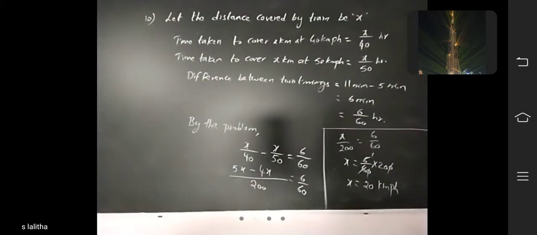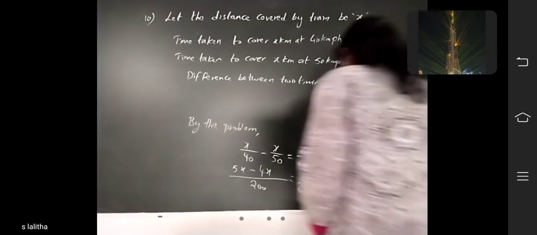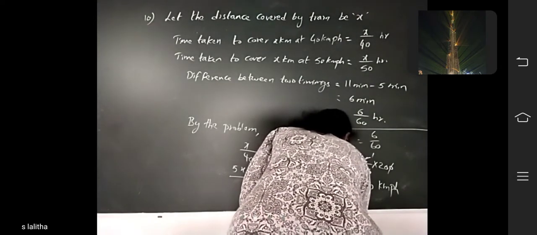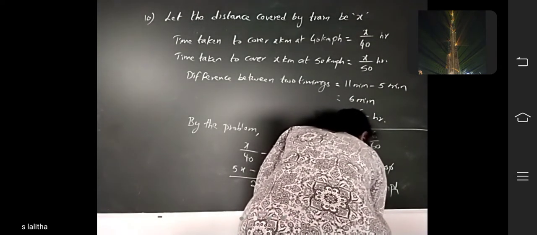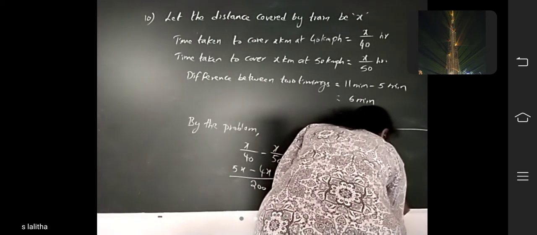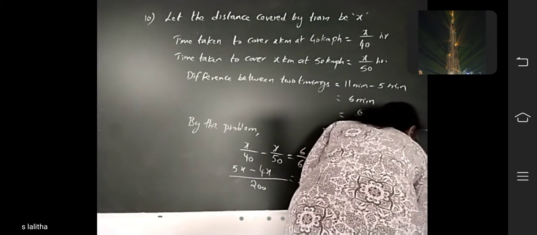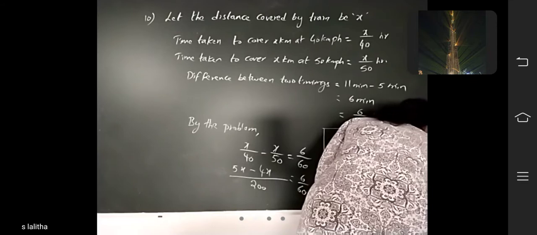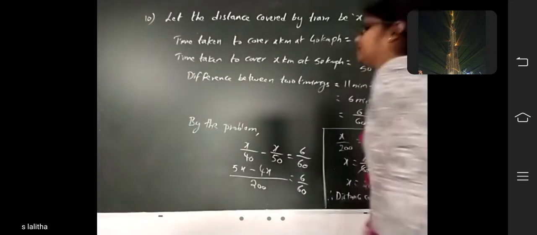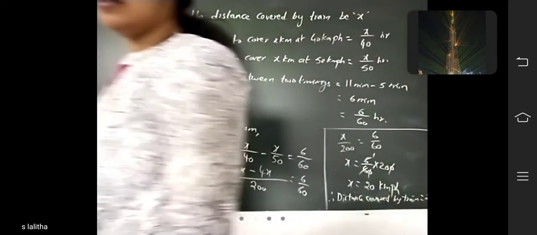Therefore, the distance covered by the train is equal to 20 kilometers. Did you understand? Right.